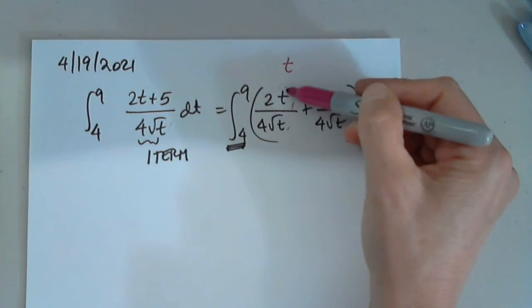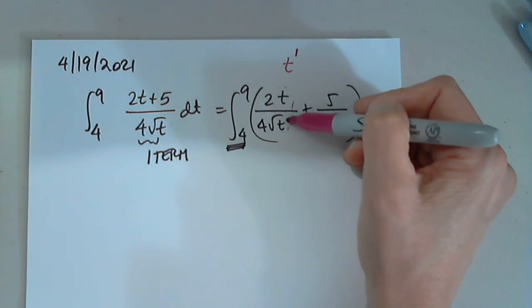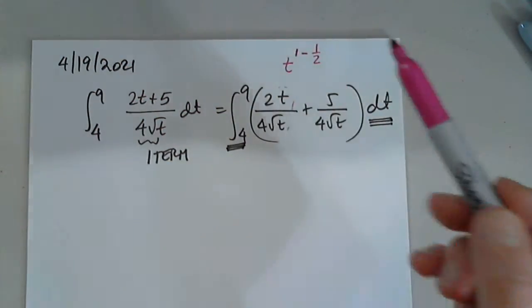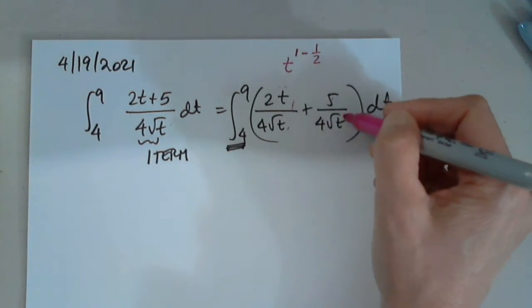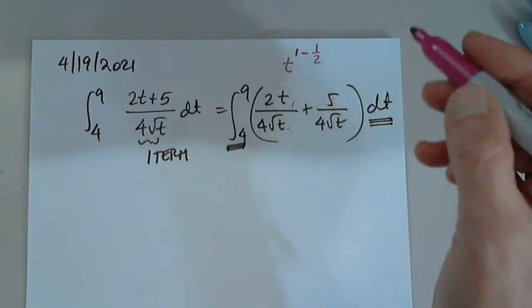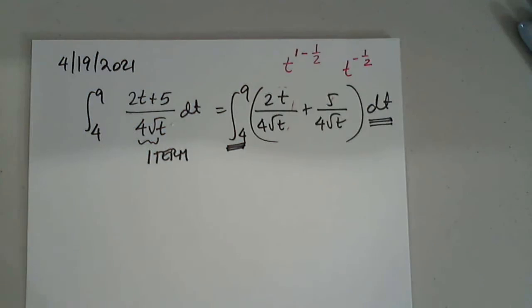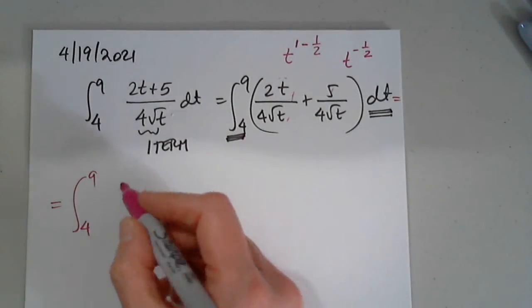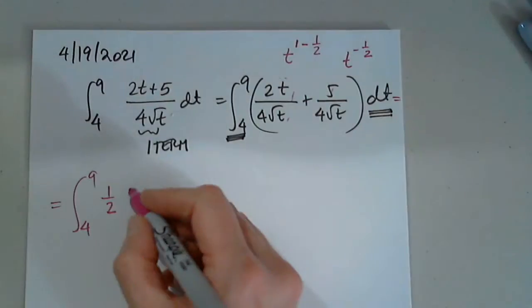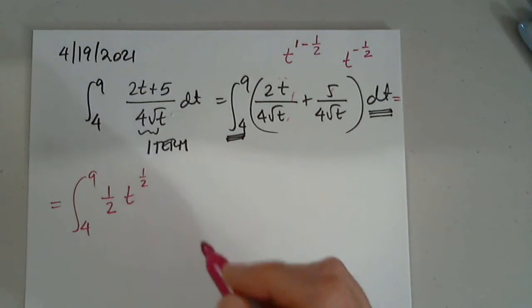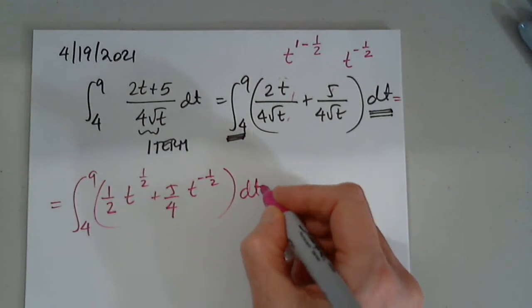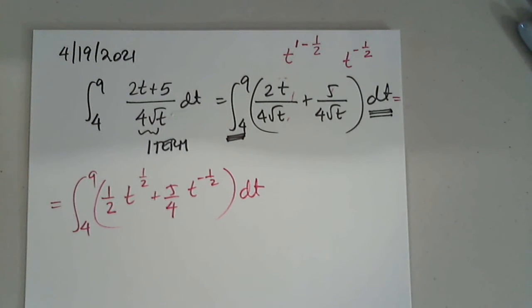I copy the base, the power of the top is 1, the power of the denominator is 1/2. So all this will change into t to 1/2. And here I will keep the 5/4, but I will change 1 over the square root of t into t to negative 1/2 to make my life as easy as possible. So the integral from 4 to 9, this is 2 over 4, which is 1/2, t to 1/2, and then plus 5 over 4 t to negative 1/2. This algebraic manipulation is highly recommended, please.